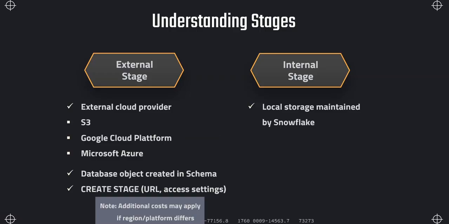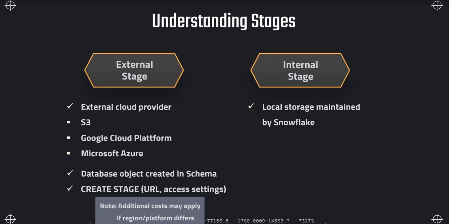Additionally, we also have the internal stages. They are used when there is no access to an external cloud provider. This can be, for example, a local file destination, such as an on-premise server that is then maintained by Snowflake. So here you also have this internal stage, but usually when we talk about a stage, we mostly refer to the external stage. This is also the more frequently used one, the more important one, and therefore we will also first focus on those external stages.